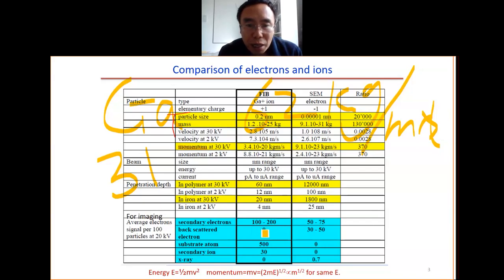There will be no backscattered electrons for the case of ion beam, but it can sputter away 500 atoms on average. So this is called the sputter yield. The sputter yield is how many atoms are kicked out per incident ion. So we can generate 30 secondary ions. For the electrons, it can generate X-ray, but no X-ray for the case of the ions.